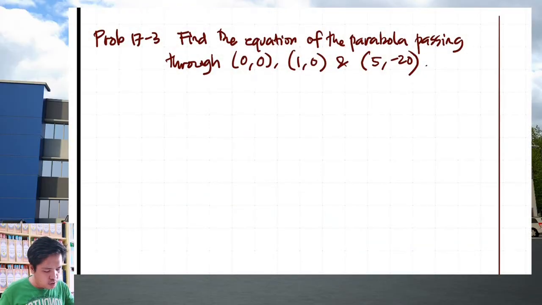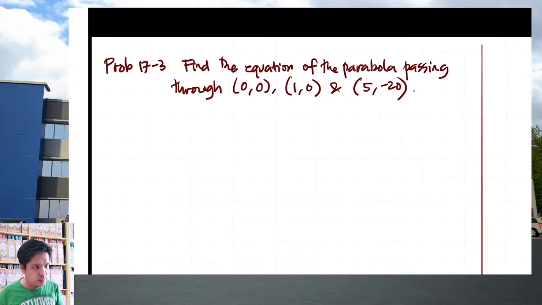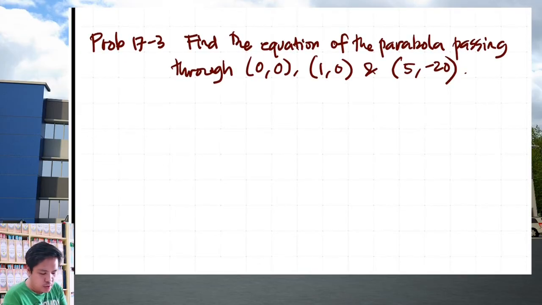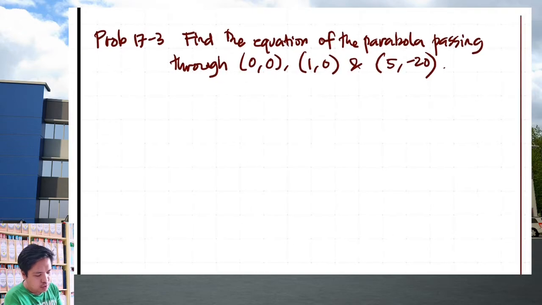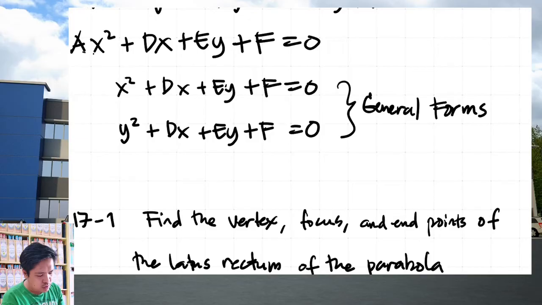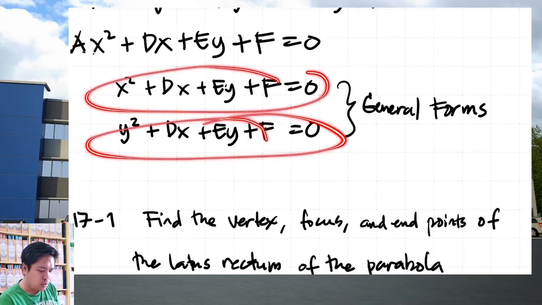Okay, for our next problem, we have this problem 17-3. Find the equation of the parabola passing through (0, 0), (1, 0), (5, -20). So in this case, gagawin natin dito is by using the general forms of the equation of the parabola. But our problem is we have two options or two choices for that.